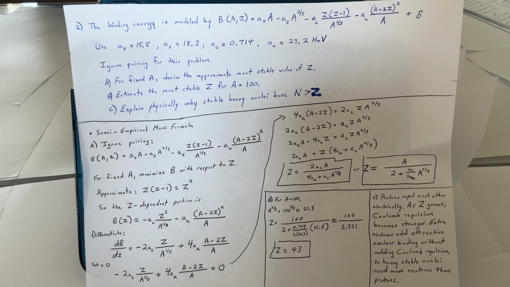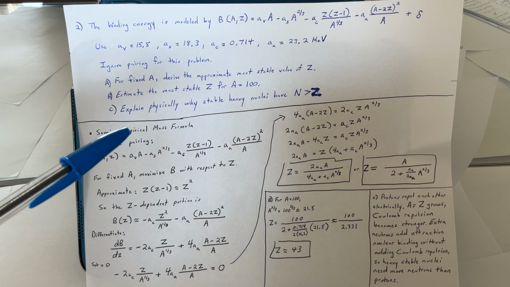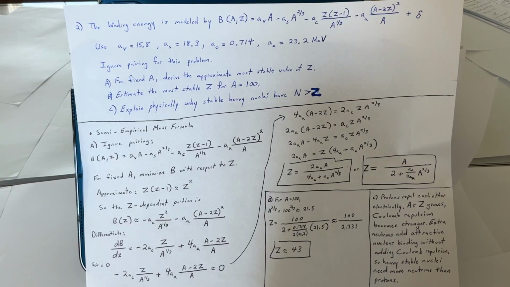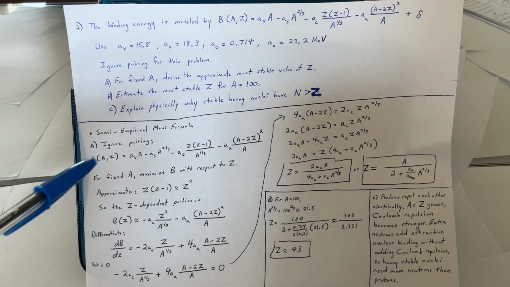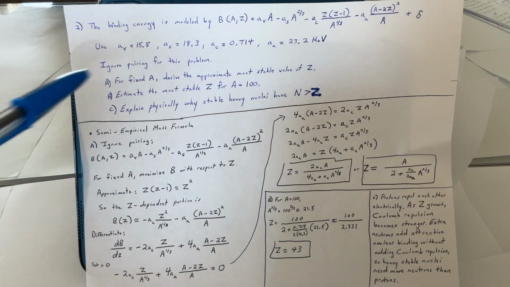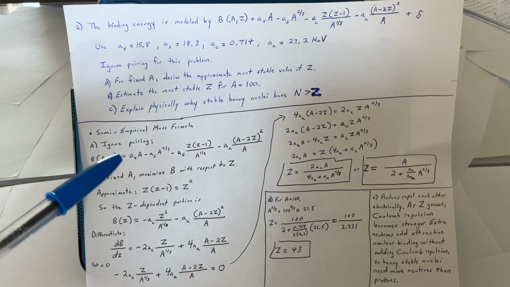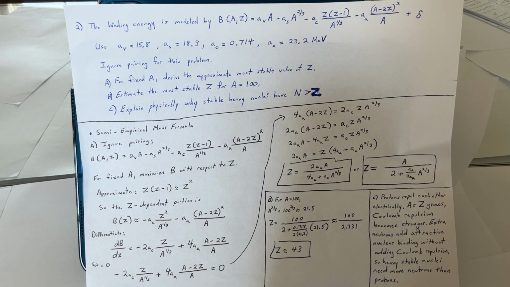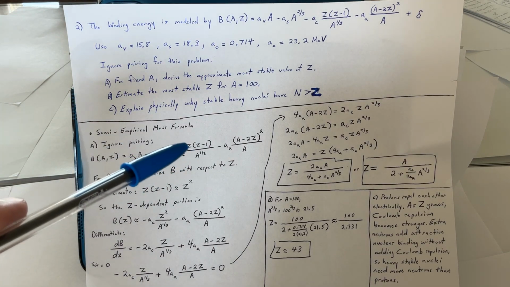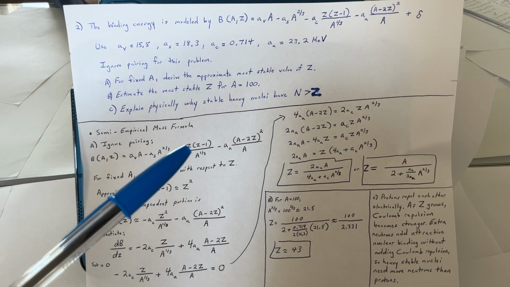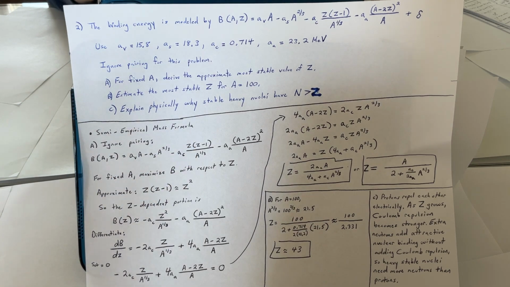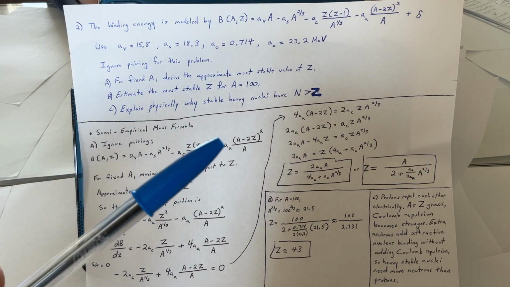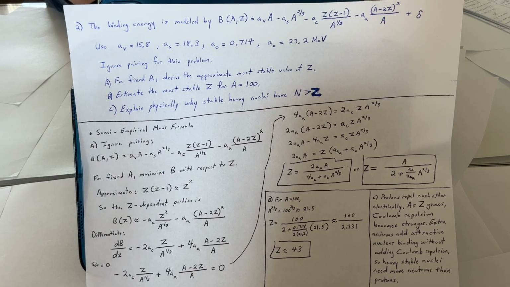So this is basically a semi-empirical mass formula problem. For part A, we're going to ignore pairing. So we're going to have B of A, Z equals, from what was given, A sub V A minus A sub S A to the 2/3 minus A sub C times Z times the quantity Z minus 1 over A to the 1/3 minus A sub A times the quantity A minus 2Z squared over A.